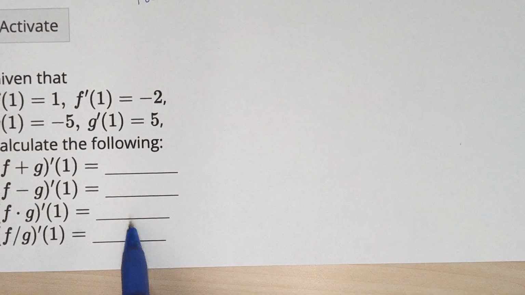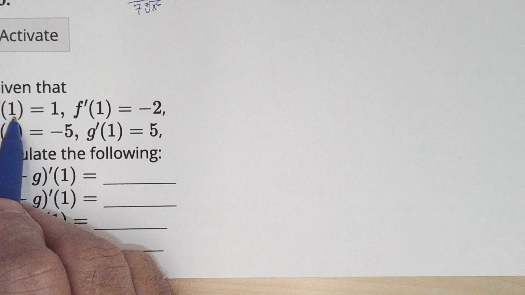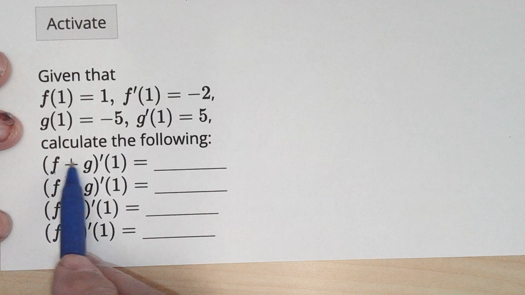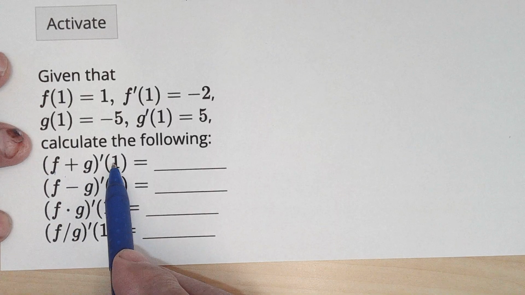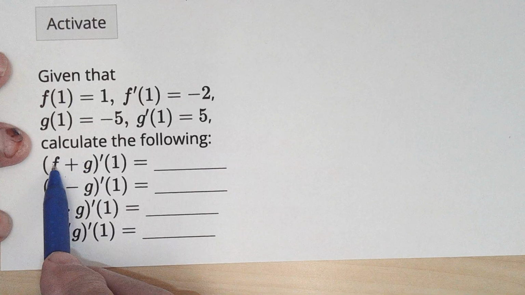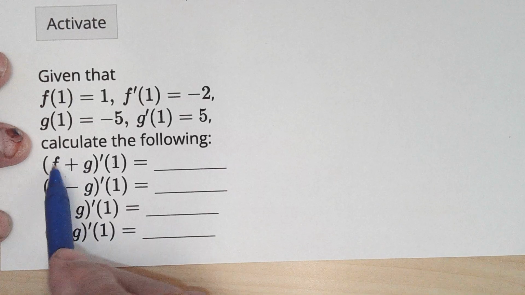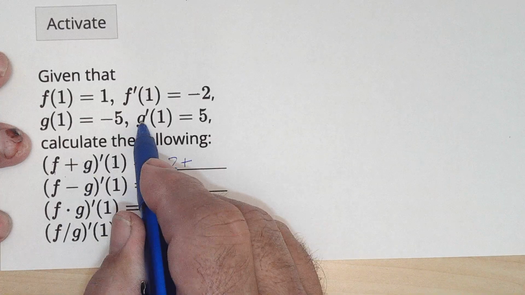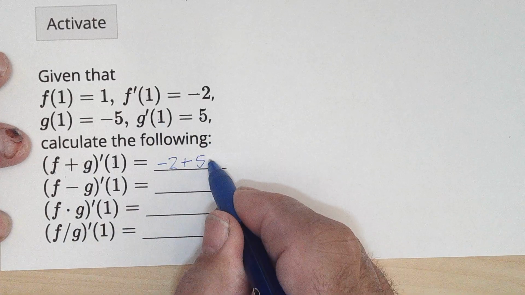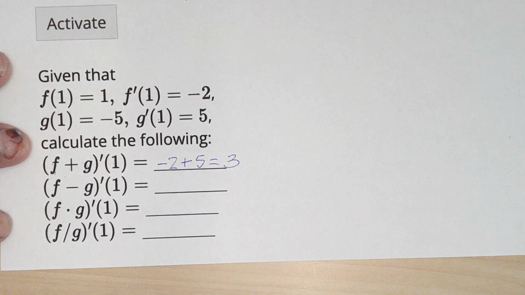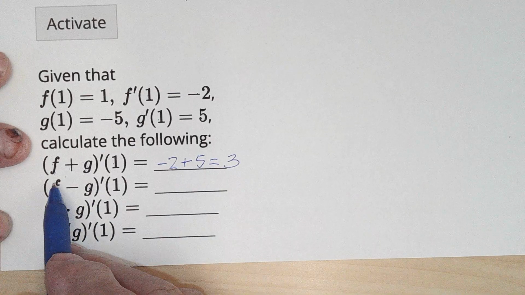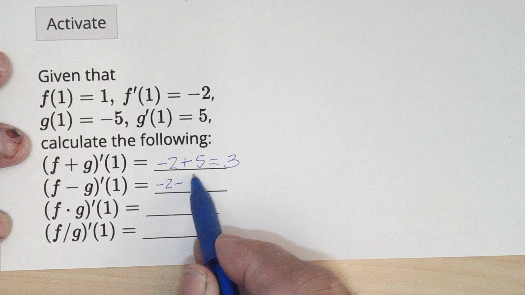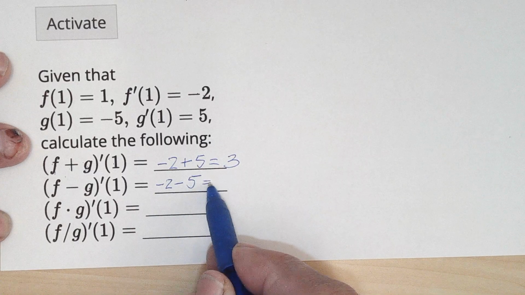Okay. Now it's asking us to use this information to find the derivative of f plus g at 1. Well, when they're added, it's just the derivative of the first plus the derivative of the second. Derivative of the first at 1 is minus 2 plus derivative of g at 1 is 5. So we get 3. F minus g, that would be the derivative of f, which is minus 2, minus the derivative of g at 1, which is 5. And so we get -7.